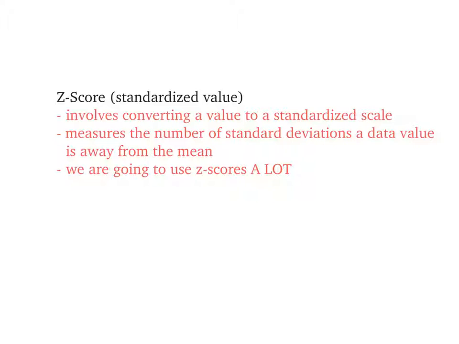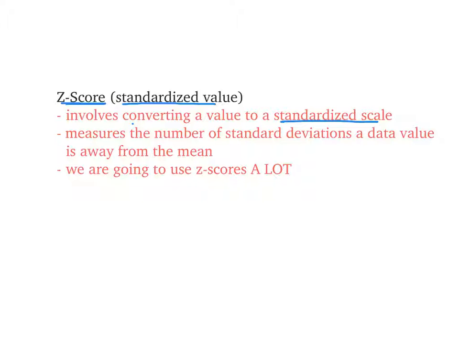What we're using today is the most important one. It's called a z-score. A z-score is also sometimes called a standardized value because it works with the standard normal distribution, the normal curve. So that's kind of where it gets its name. It involves converting a value to a standardized scale. So we're going to take the numbers that we already have and convert them to a standardized scale using a z-score.